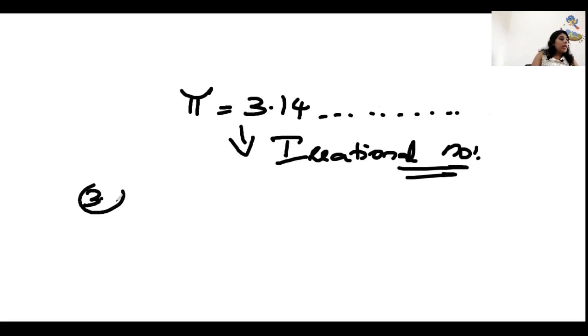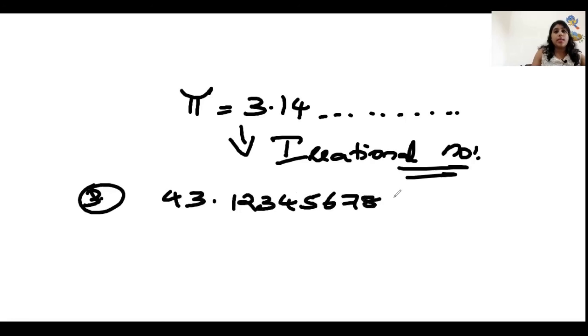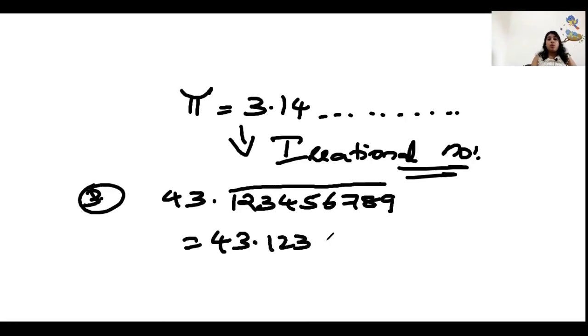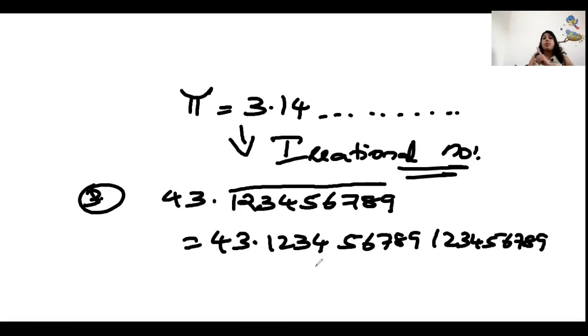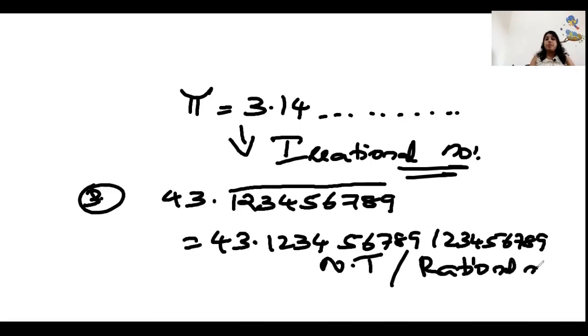Our last question is 43.123456789 with a bar written. What is the meaning of the bar? I already told you that. 43.123456789, again it is repeated, 1, 2, 3, 4, 5, 6, 7, 8, 9. We can understand that the same sequence is repeated every time. So this is also non-terminating, but it is rational. This is the major question in the major topic of this chapter. So you have to practice each and every question, then it will definitely reach you. It is very easy actually.